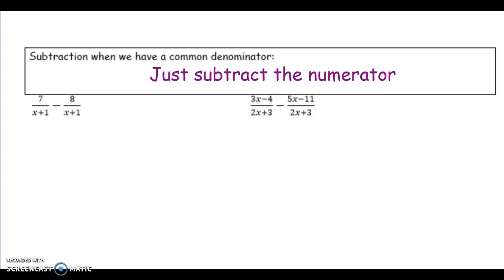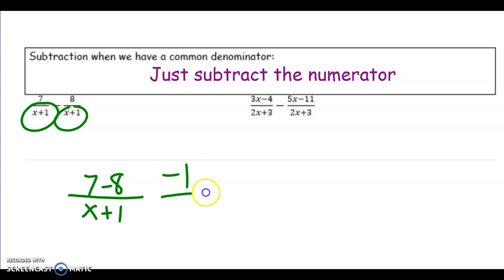Now, sometimes we are going to have to subtract. And so when you do that, you just have to subtract the numerator. You see a common denominator already there. So I have x plus 1, and it just becomes 7 minus 8. So when I do that, I get a negative 1 over x plus 1, and nothing reduces, so that's my answer.